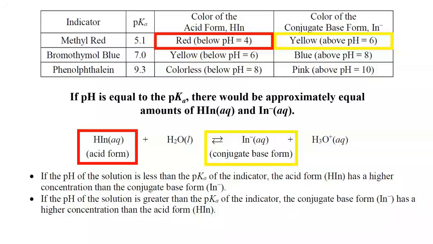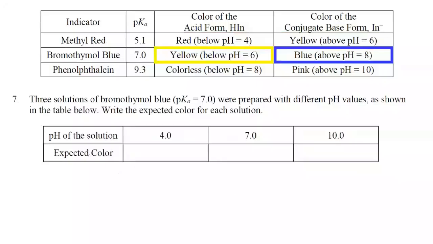So there's always going to be that transition for an indicator where it changes from one form to the other, and then that color change would occur. All right, now let's go ahead and take a look at question 7, which is specifically talking about bromothymol blue.